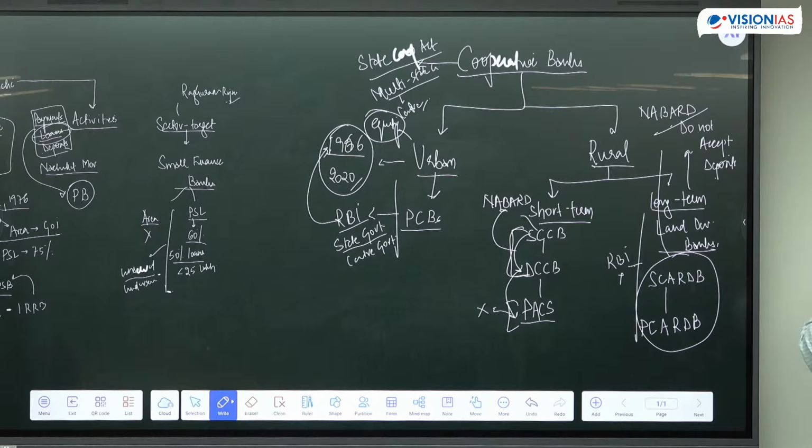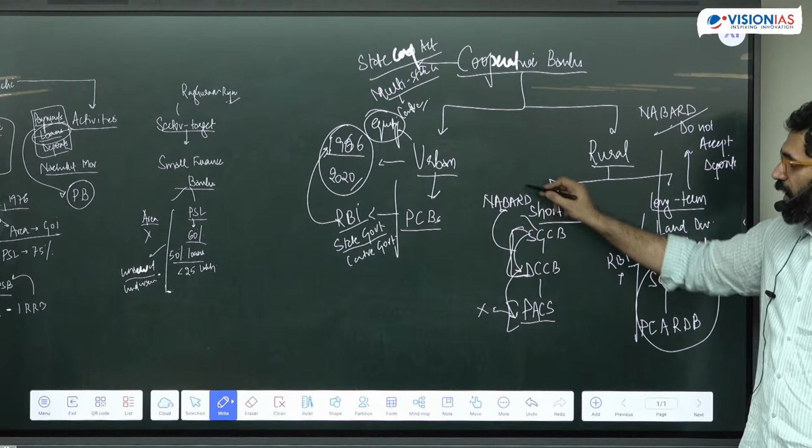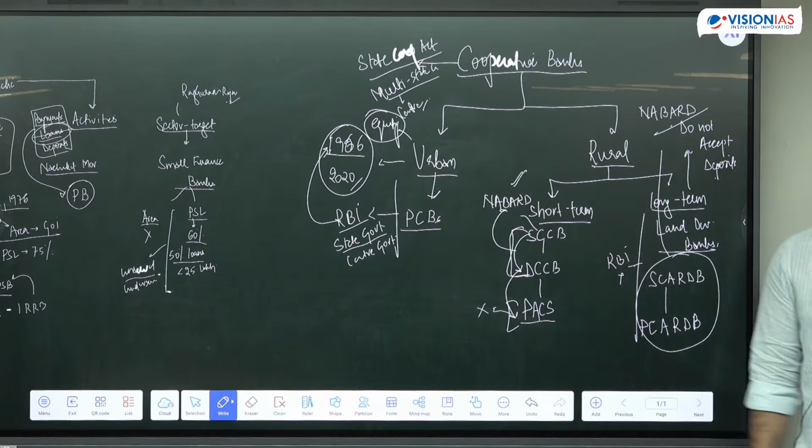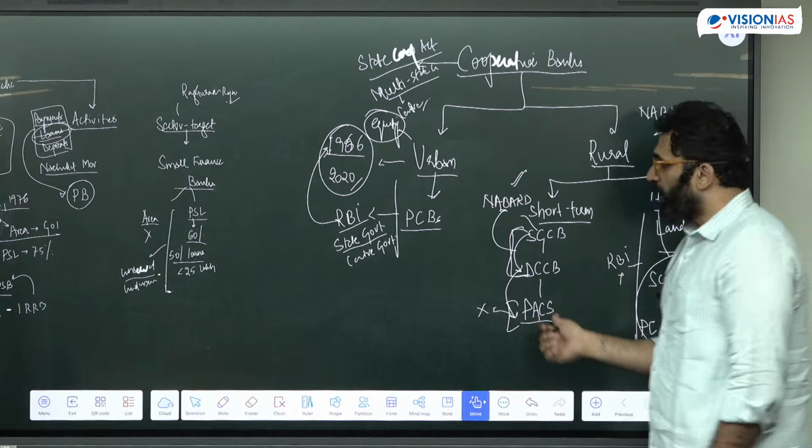RBI is mainly concerned with those structures which are accepting deposits. These two plus this. And this also RBI is not doing directly, RBI is doing it through NABARD. I've given you the regulations, you just read about the regulations, you understand the structure of the cooperative banks.